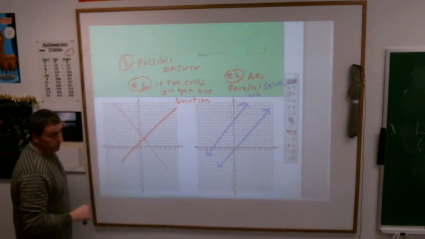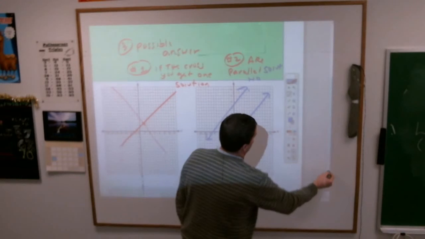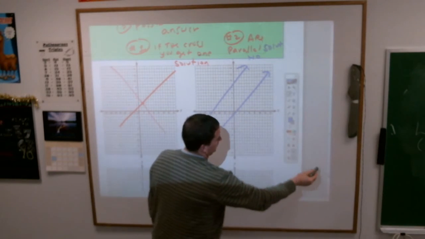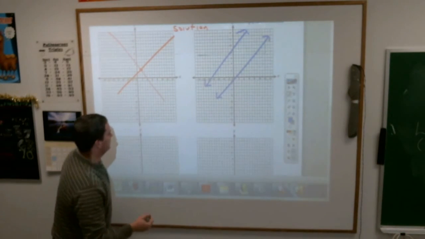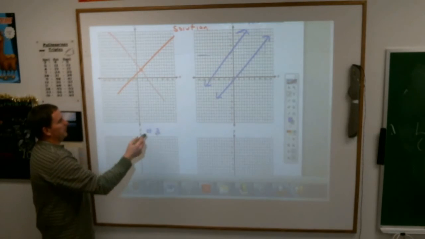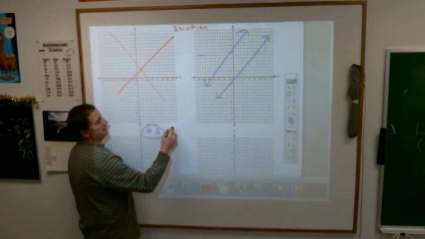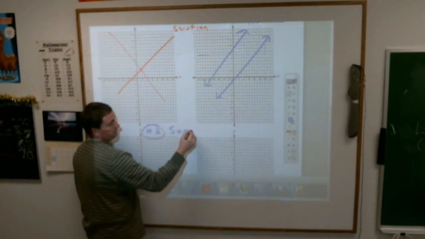And guess what the third case is? Sam, you got a guess for me? Your third case, number 3. A circle? No. They're always going to be straight. Nope. The third possibility is that they actually end up being the same line.